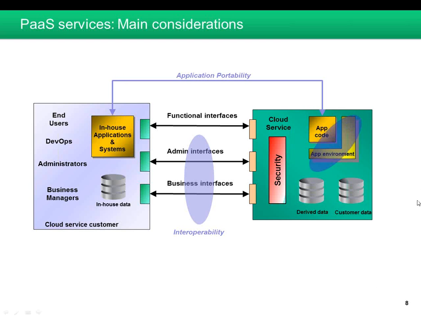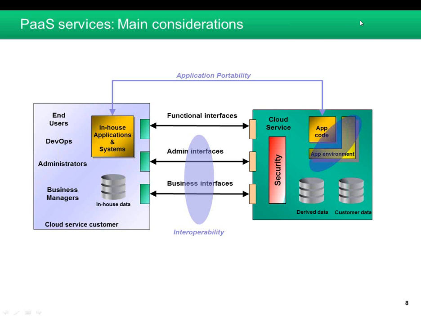So this chart highlights the interoperability and portability considerations for PaaS services. Similar to IaaS, the primary considerations for interoperability at the center, again, are the admin and business interfaces. As I stated earlier, functional interfaces for PaaS are going to be less of an issue since the customer retains control over these interfaces when application services are moved to the cloud.